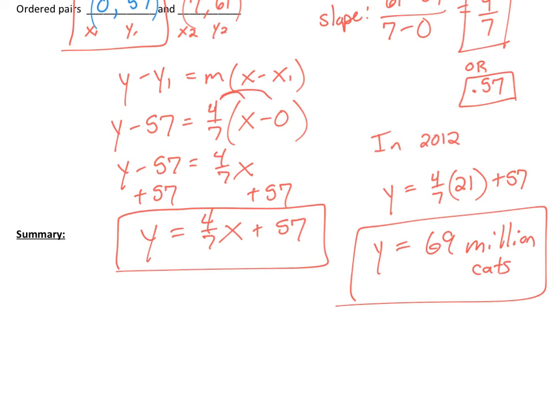Okay, so a linear model is just used to predict things in the future. In this case, we predicted how many cats would be pets in 2012. Obviously, you could look this up to find out if it's true, but we're just showing how math can predict things in the future.